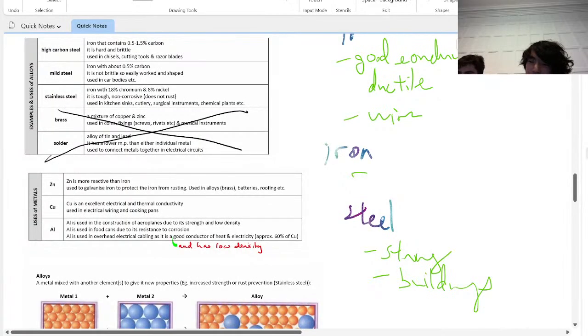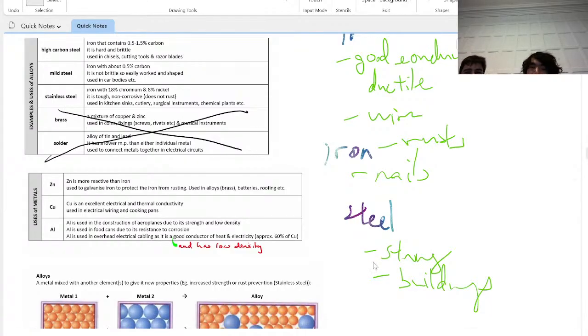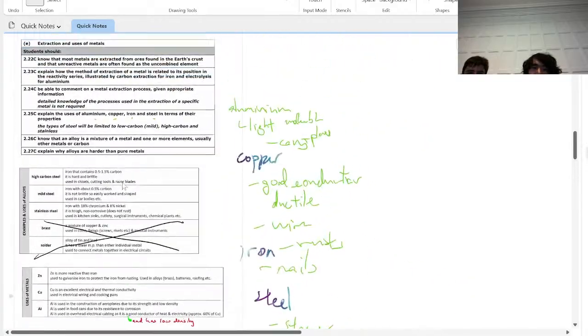Iron is used to make nails because it rusts. It's used for all the rusting experiments. So that's basically it.